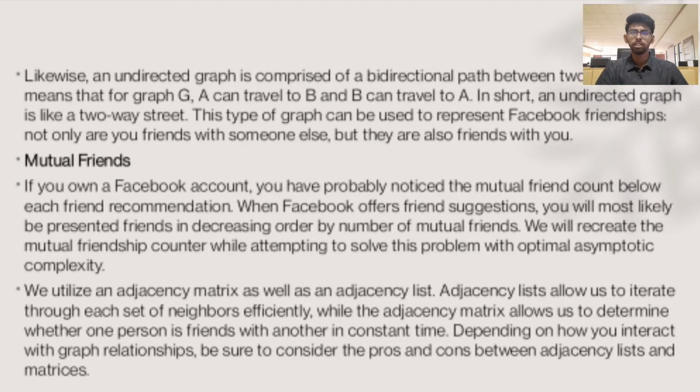We utilize an adjacency matrix as well as an adjacency list. An adjacency list allows us to iterate through each set of neighbors efficiently, while an adjacency matrix allows us to determine whether a person is friends with another in constant time. It depends on how you interact with the graph relationships. Be sure to consider the pros and cons between the adjacency list and the matrix.